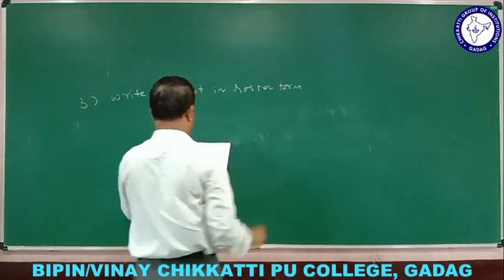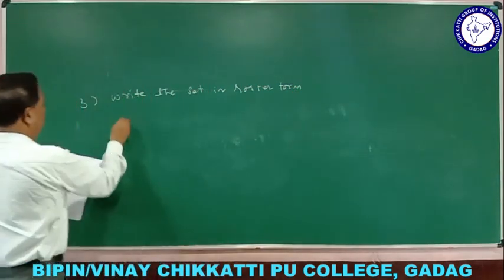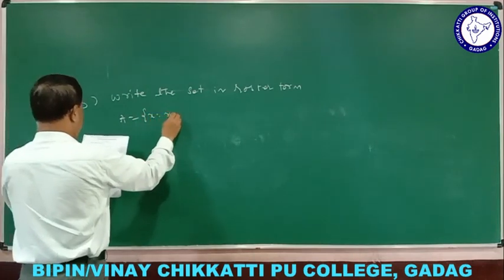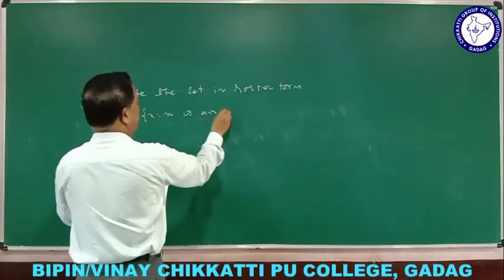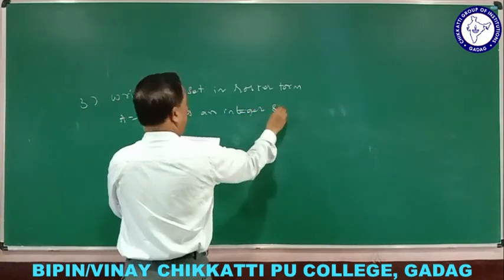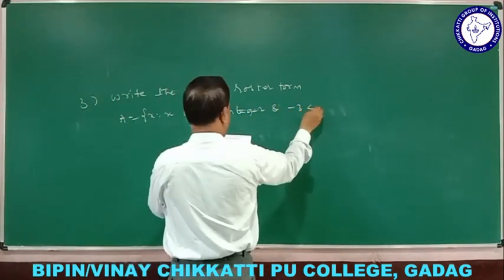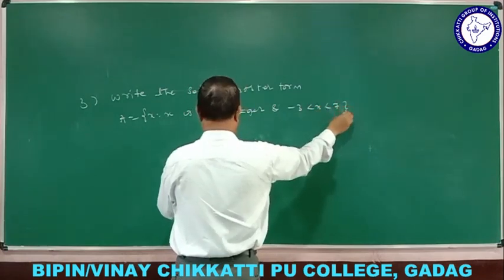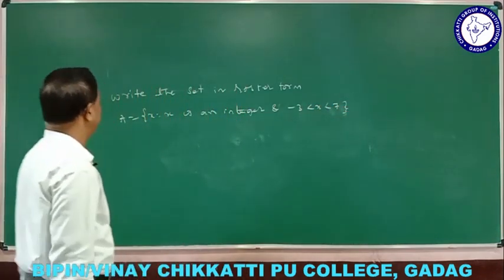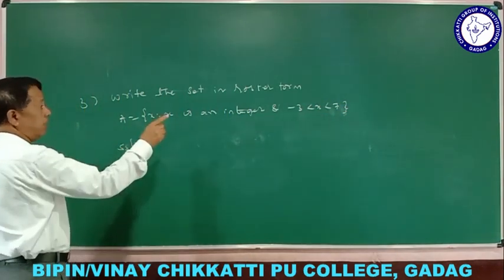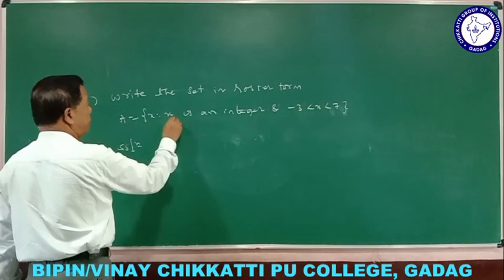Roster form. Here, given x such that x is an integer, and minus 3 is less than x is less than 7. So here you see the solution for 1 mark. Look at this: write the set in roster form. This is set builder form.